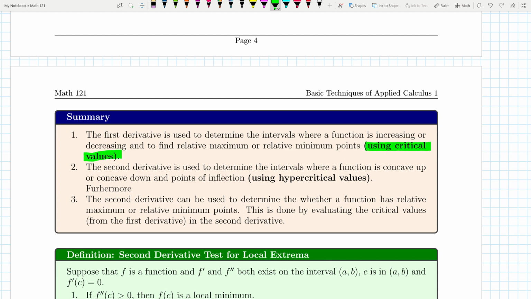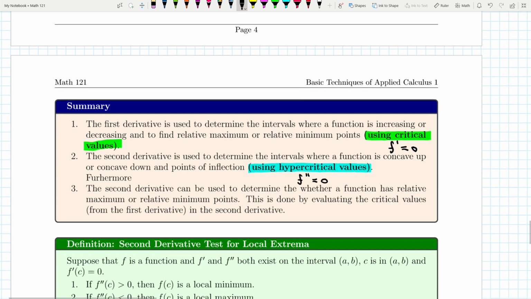Now, in this section, we are using the second derivative to determine the intervals where a function is concave up or concave down, and the points of inflection, if any, if there are changes in the concavity. We did this not by using the critical values, but by using the hypercritical values. The critical values came from the derivative set equal to 0, and the hypercritical values come from setting the second derivative equal to 0. That's the difference.